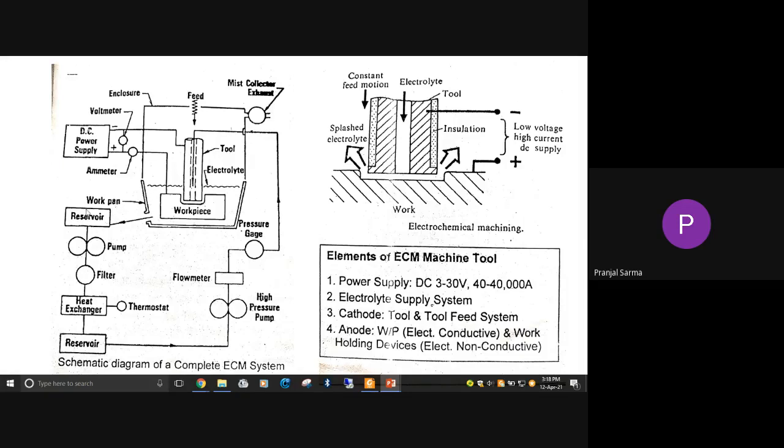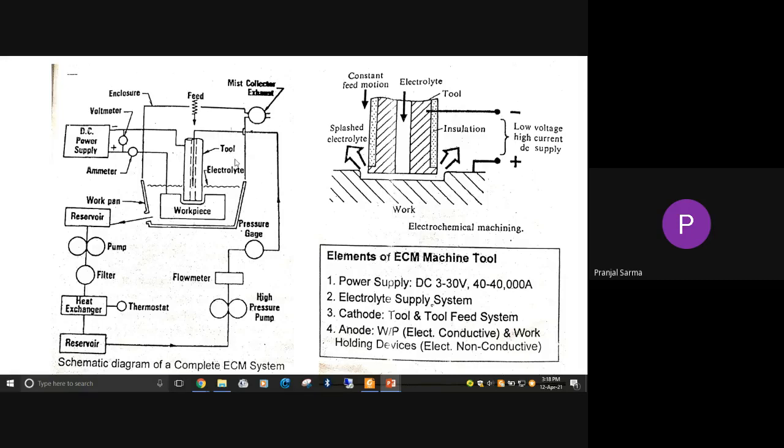In this slide you can see the schematic diagram for a complete ECM system. The main element is the power supply, because this is an electrolytic cell. Generally we go for DC current. For electrolysis we don't prefer AC, because with DC the required redox reaction takes place, whereas with AC only conduction would take place, which is not required.